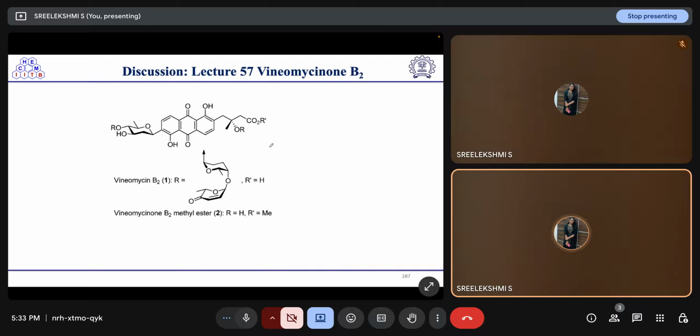The synthesis starts from a commercially available 1,8-dihydroxyanthraquinone. The key steps involve Stille and Negishi coupling reactions, and they completed this total synthesis in 11 linear steps with a 4.6% overall yield.